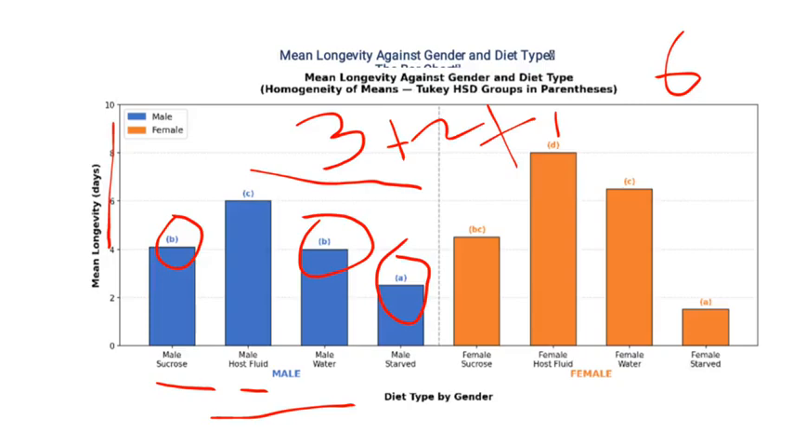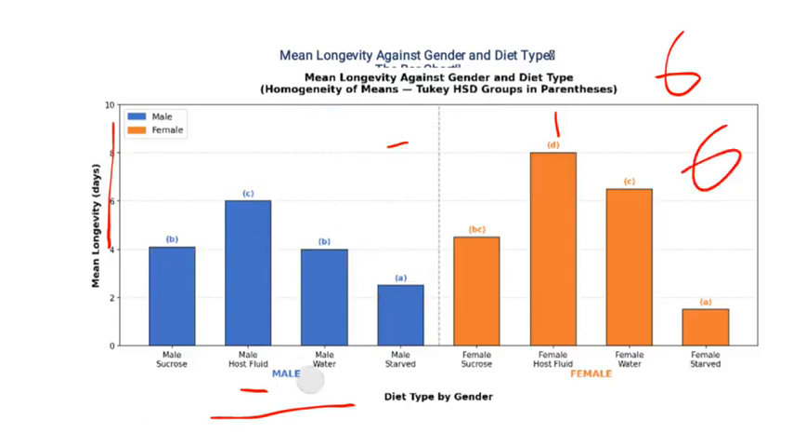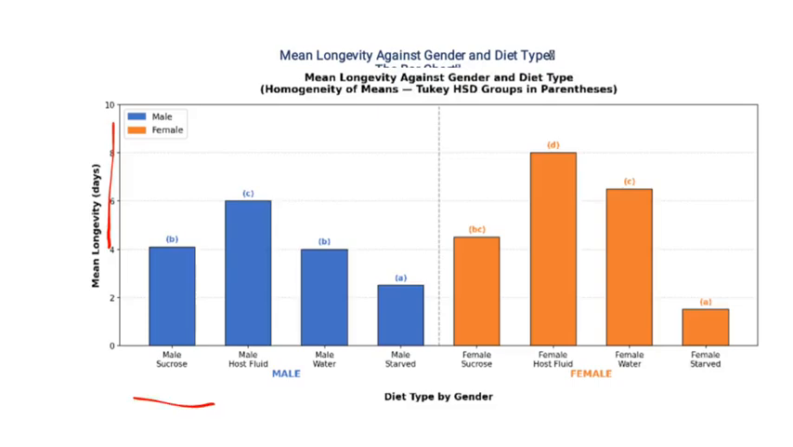So if you have 6 here, that's within the group. You have another 6 here in female, that gives us 12, right? So let's compare outside the group. When we are comparing outside the group, we now have male sucrose versus these 4. That's 1, 2, 3, 4. You compare one by one. Male sucrose versus female sucrose, male sucrose versus host fluid.